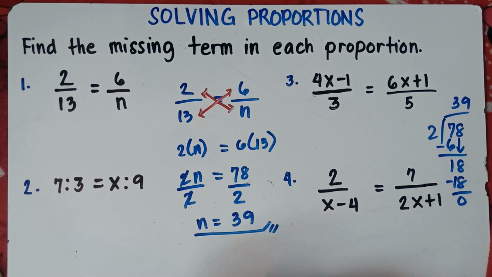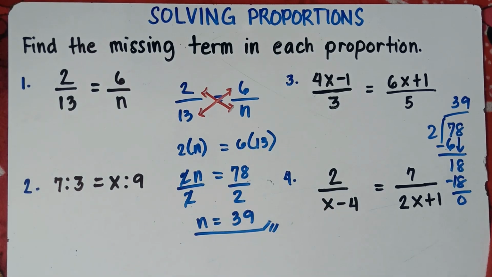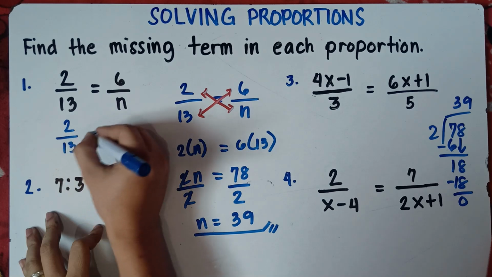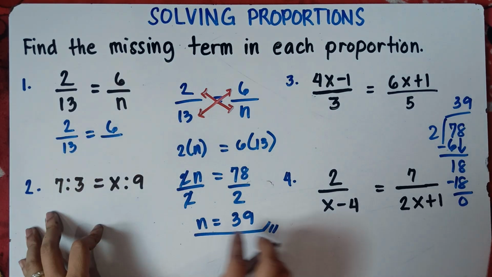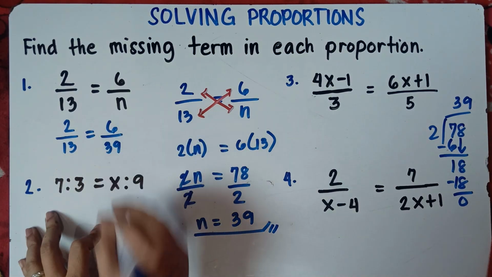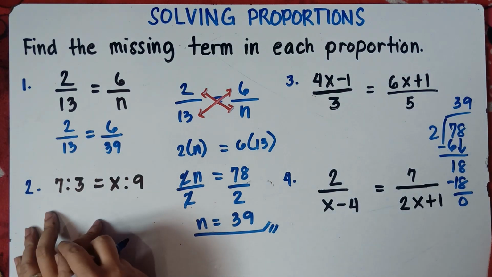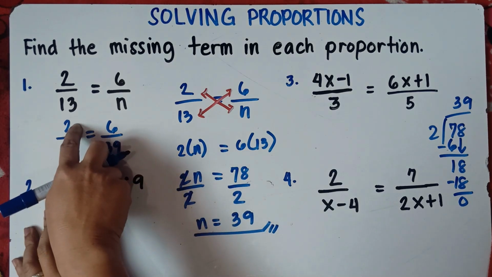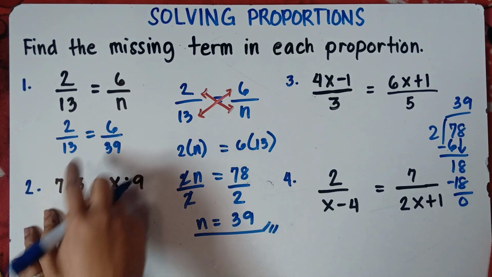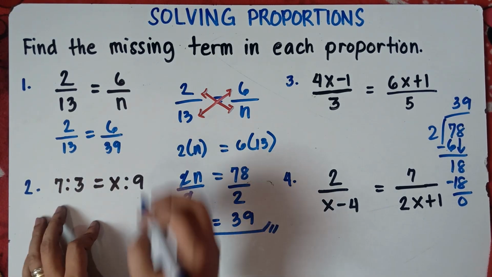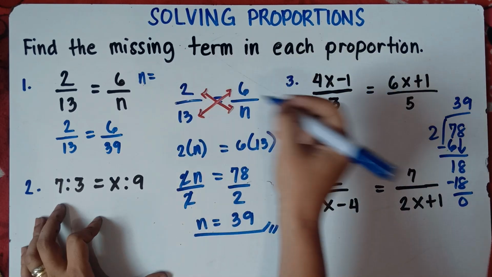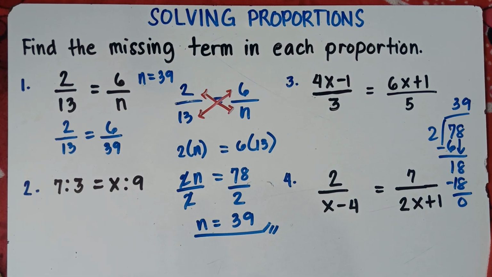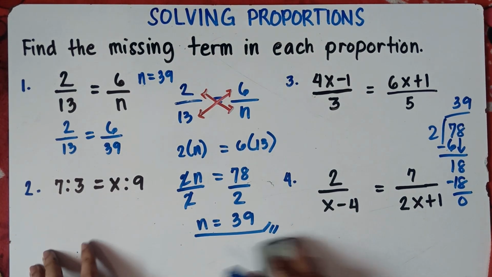That's it, class. That's the answer for number 1. N is 39. So you can write this one: 2 over 13 is equal to 6 over n, where n is 39. If you multiply, you will get 78. 39 times 2 is 78. 13 times 6 is 78. And that's the value of n, class. Easy, right? For number 1.